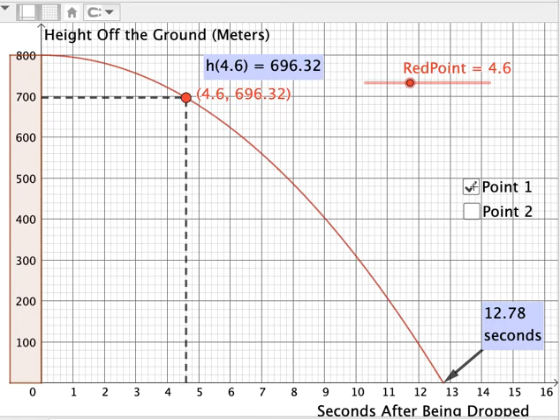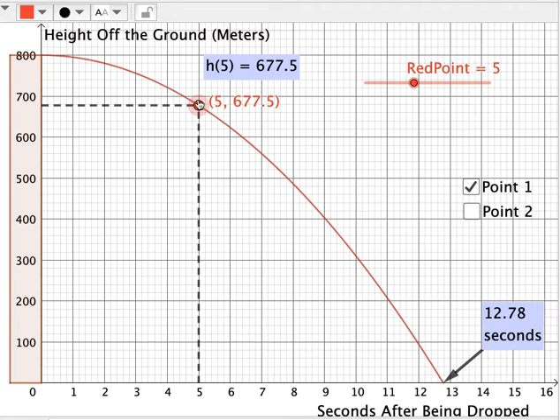And what we said was we have a function, and that function we called h of x. And here's the idea. H of x means that whatever value we plug in for x, the function tells us the height of the ball at that time. So, for example, we set x to 5. H of 5 is equal to 677.5. That means that at 5 seconds after being dropped, the ball was 677.5 meters off the ground.